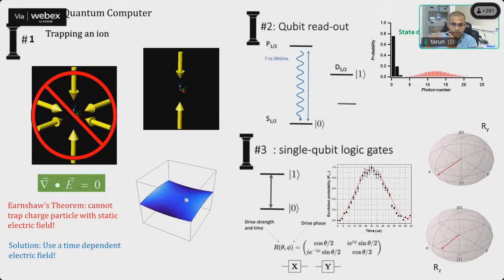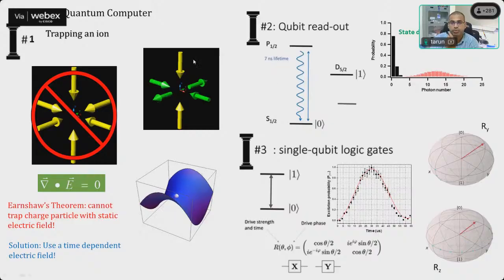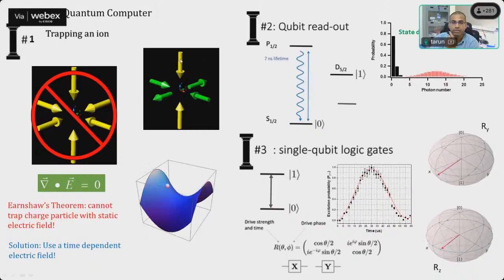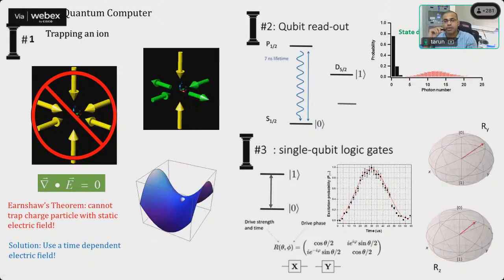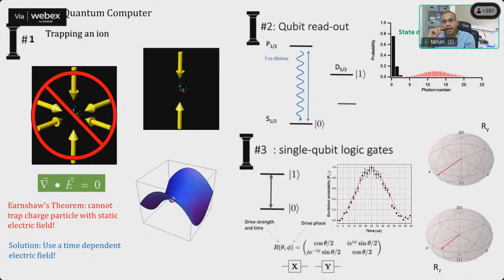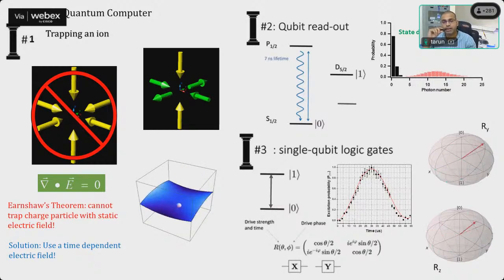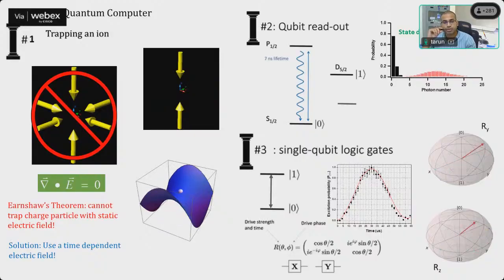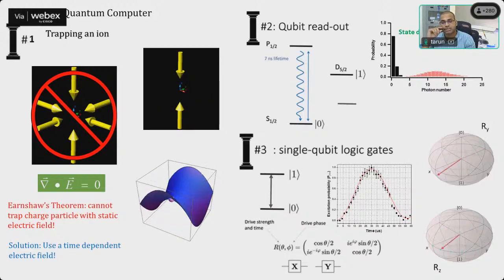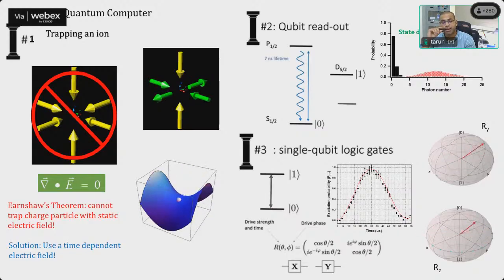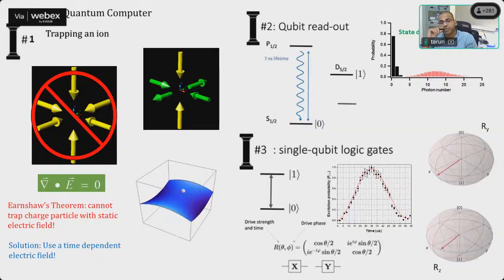So here I have shown you some pictures. You can see the arrows are there in all three directions, right? And in all three directions we are applying field. Now, is it possible at all, if we apply a DC field or static field in all three directions, to confine? The answer is no, because it will violate our Laplace equation, del squared phi equals 0, where phi is the potential.